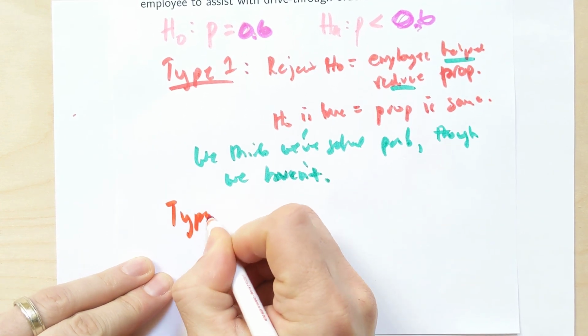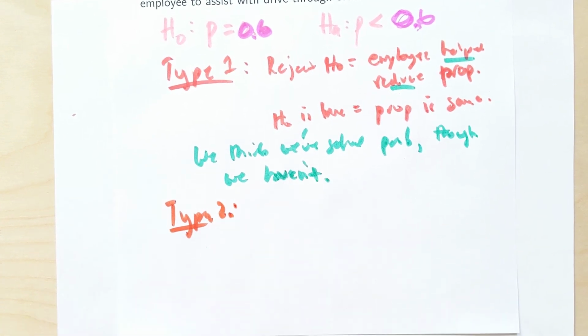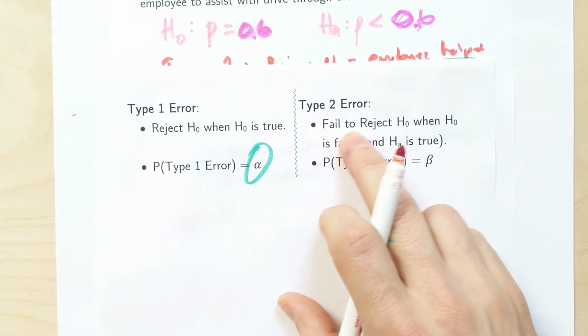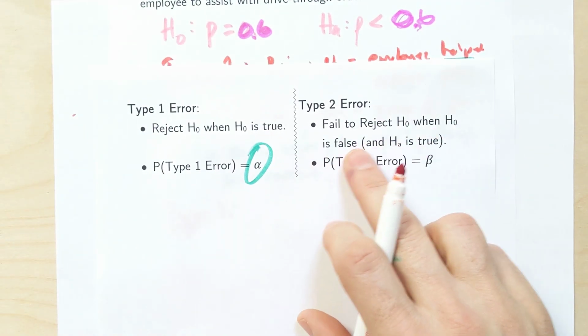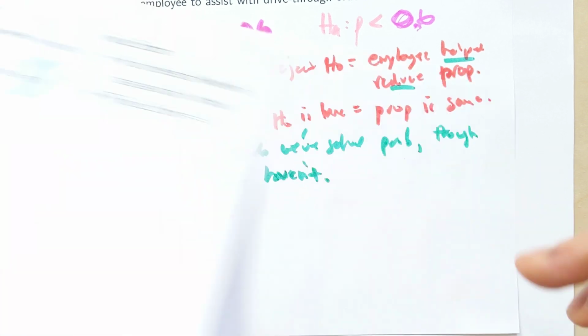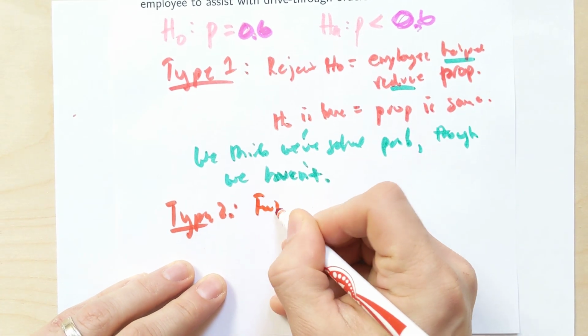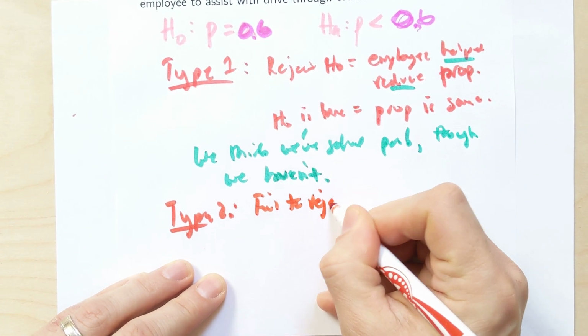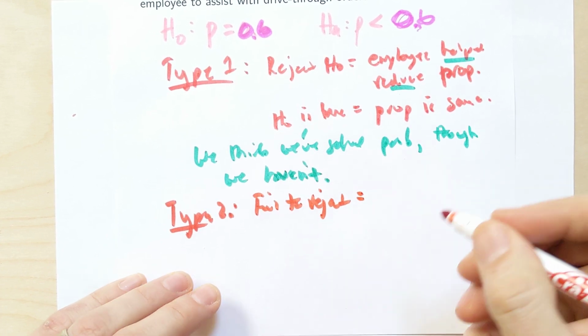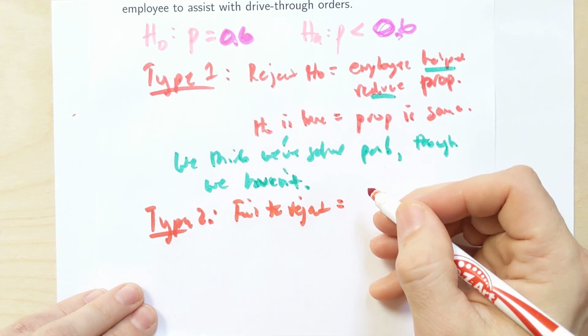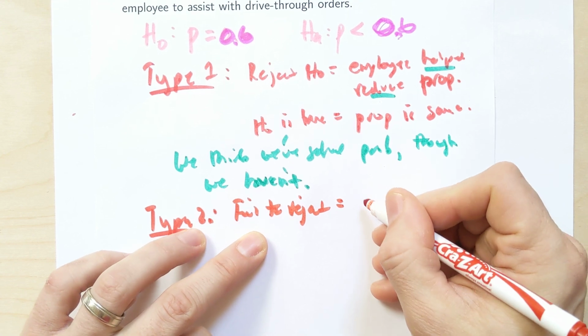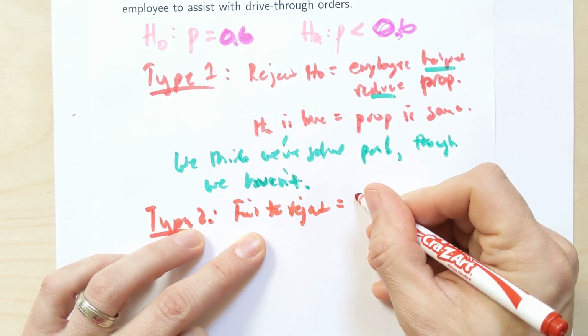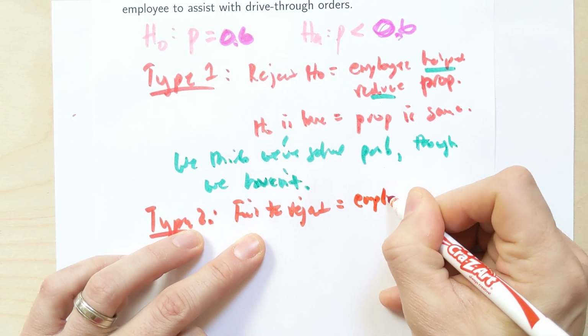Well, in a type 2, recall, right? Let's go back to the definition. In a type 2, we fail to reject the null hypothesis when the null hypothesis is false, right? So if we fail to reject, these markers are kind of thick. It's a little difficult to read, and I apologize about that. If we fail to reject the null hypothesis, this means we think that the employee made no difference.